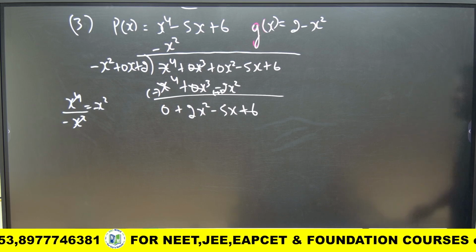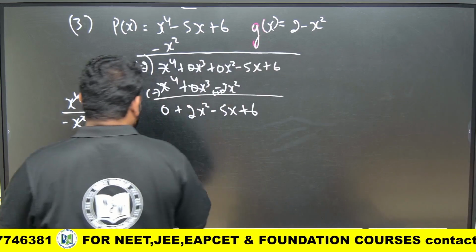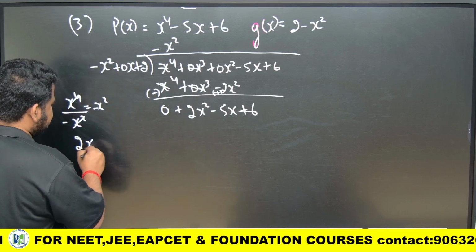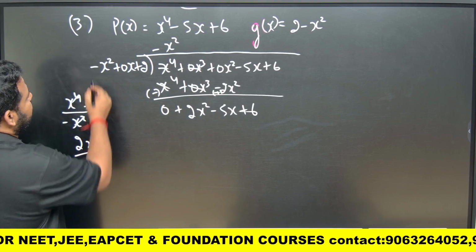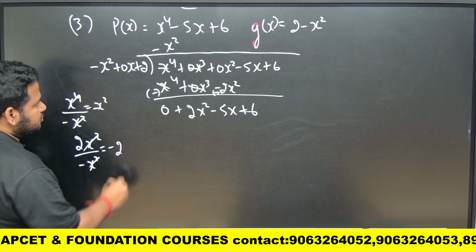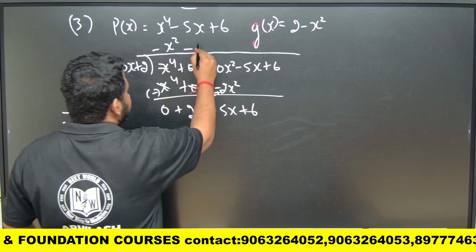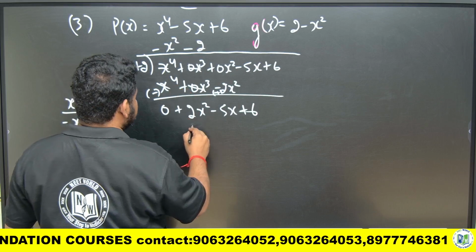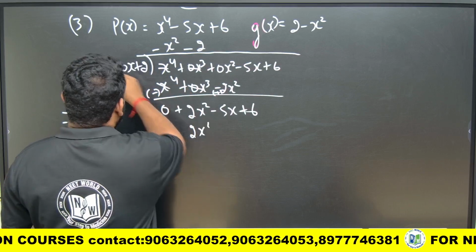So what will this be, friends? 2x square is there. So what should I do? I write 2x square and divide by minus x square. x square cancels and this becomes minus 2. So I should write minus 2. Minus 2 into minus x square is plus 2x square, because minus into minus becomes plus.